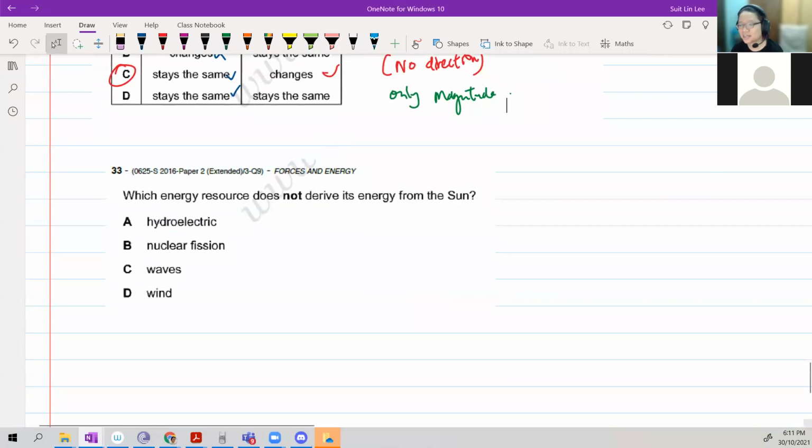Now, here's your K-Butt question. Which energy resource does not derive its energy from the sun? Okay, this one, everyone, please answer. If you don't answer, you just tembak. You're very good at tembak. Which one doesn't come from the sun? Teacher, any of these come from the sun?